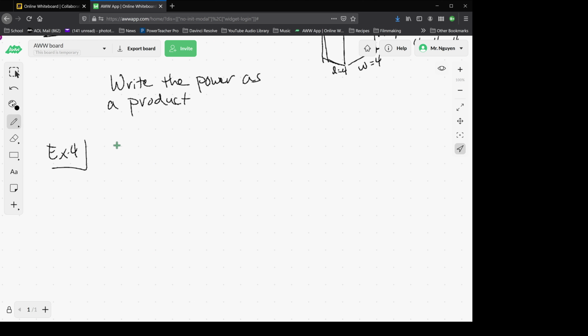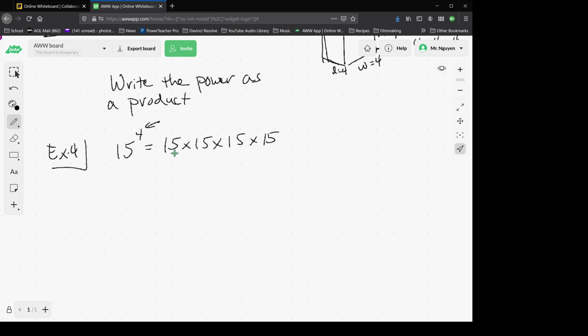So let's just say we have 15 to the fourth power. What this means is your base 15 is being multiplied 4 times because that's your exponent. So your base is 15, so you're multiplying it 4 times. And that's what you have to do. Write power as a product, that's what it looks like.